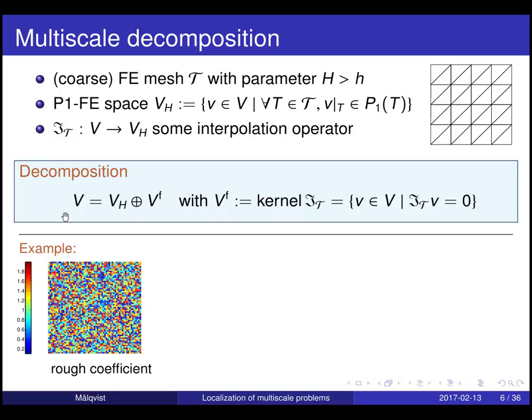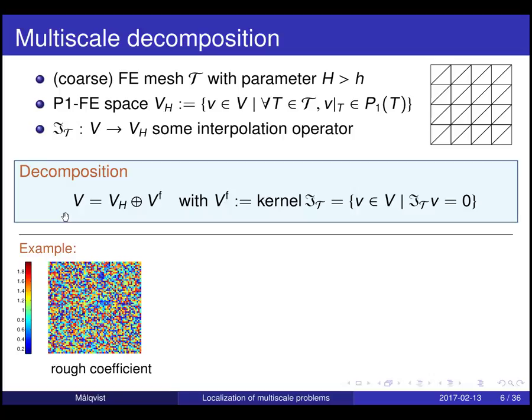We have a P1 finite element space on this mesh that we call V capital H. Then we have an interpolation operator which maps the H1 space into this discrete space. I will talk quite a lot about interpolation operators because they turn out to be important for the high contrast problem. But for now you can think of the Clément interpolant, for example. You cannot think about the nodal interpolant because the nodal interpolant is not defined on the H1 space. But something that takes averages around a node, or a Scott-Zhang interpolant, for example.